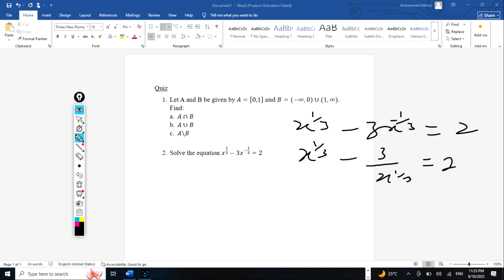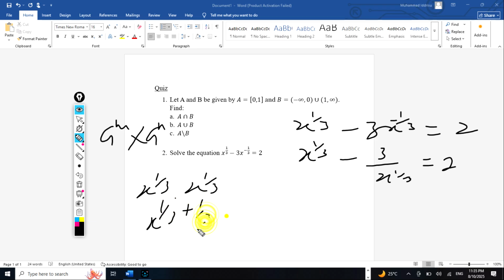So after multiplying through by x to the power 1 on 3, see this one, the x to the power 1 on 3 times x to the power 1 on 3, just like I'm having a to the power m times a to the power n. Now the laws of indices will ask us to do what? To add the exponents. So the same thing, we have x to the power 1 on 3 plus 1 on 3, which will give us x to the power what? 2 on 3. So I won't be doing these calculations. I'll just go ahead and write down my answers.